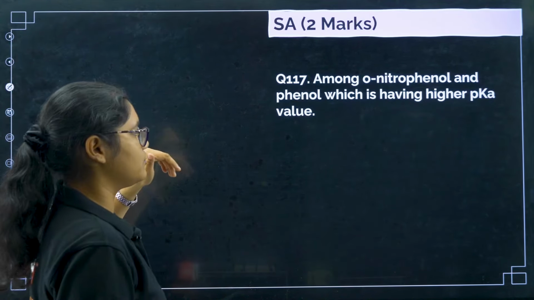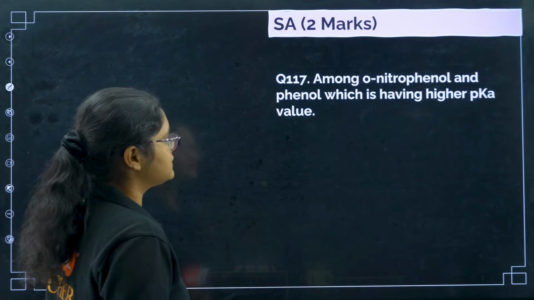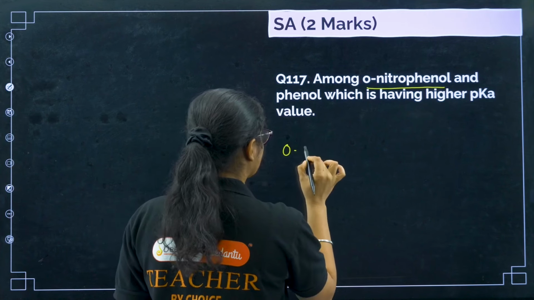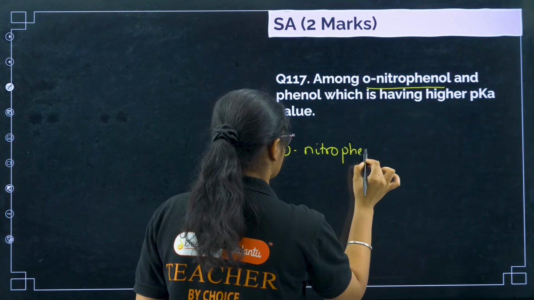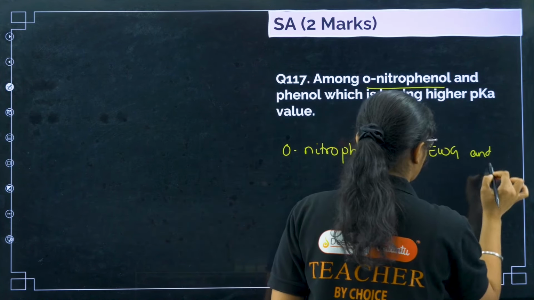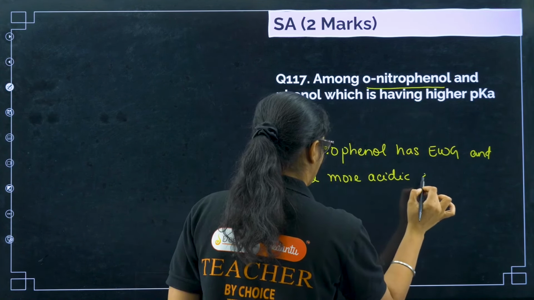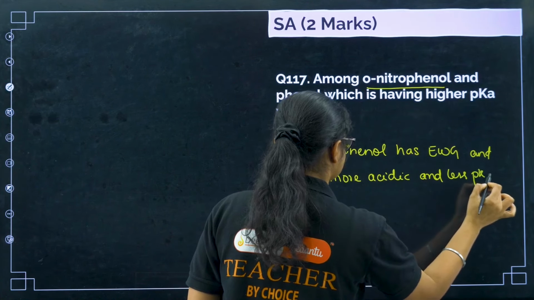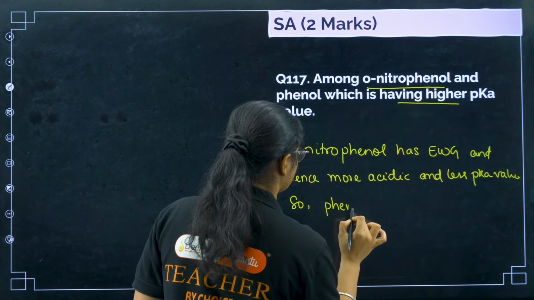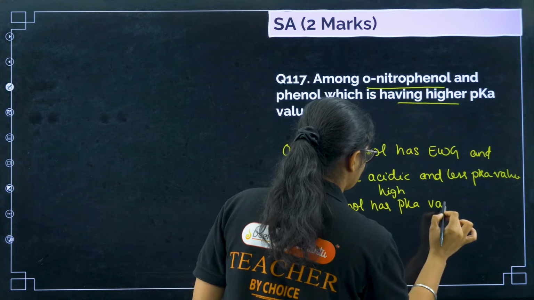Next, among orthonitrophenol and phenol, which has the higher pKa value? If you see, orthonitrophenol has an electron withdrawing group, and hence is more acidic. More acidic means less pKa value. So phenol has the higher pKa value. That's all you have to write.